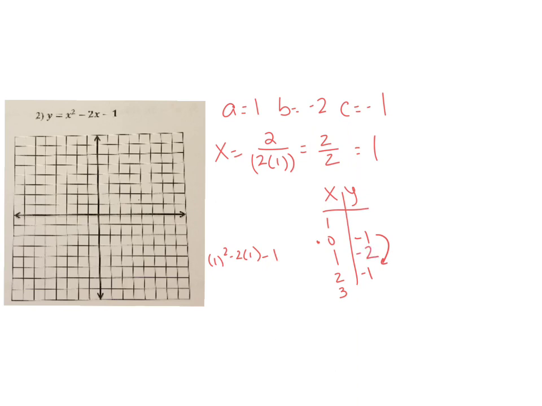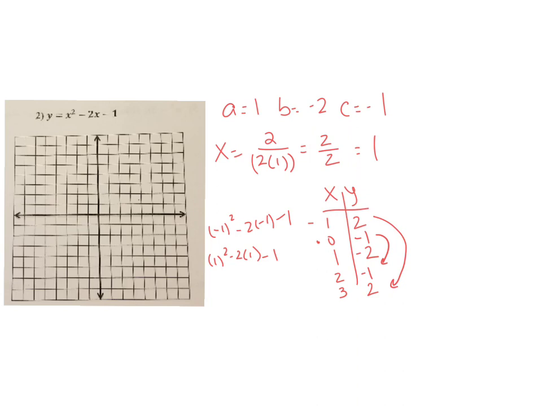Now I'm going to plug in negative 1. So I get negative 1 squared, which is positive 1, minus 2 times negative 1, minus 1, so I get 1 plus 2, which is going to be 3, minus 1 is going to be 2. And I rainbow that over so I don't have to plug in 3.